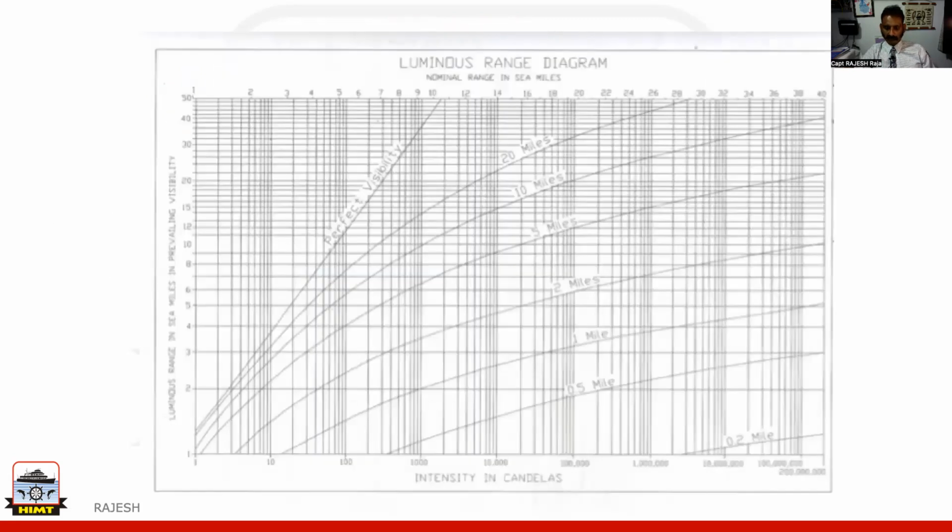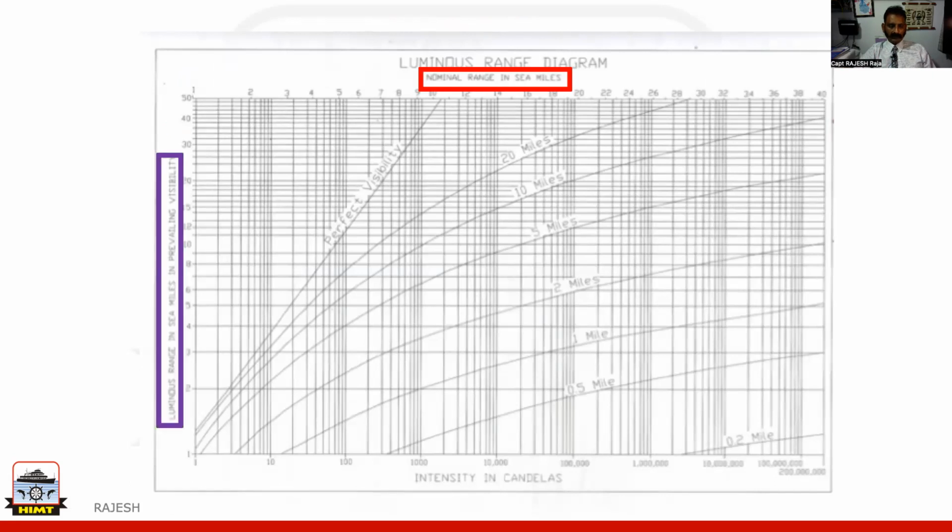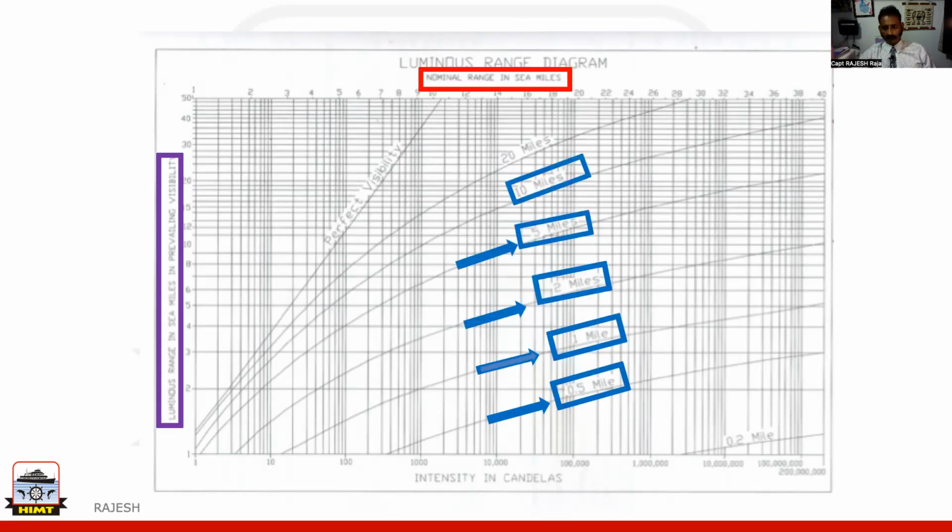First, let us understand what all features are there. You can see the top x-axis is clearly written as nominal range. And the left hand y-axis is giving me the present luminous range, which is also called the sighting range. I told you that there are various curves of Met visibility. You can see this is the curve for 0.5 nautical mile Met visibility. This is the second one, which is 1 nautical mile. This is 2 nautical miles, 5, 10, and so on. Okay. These are Met visibility curves.